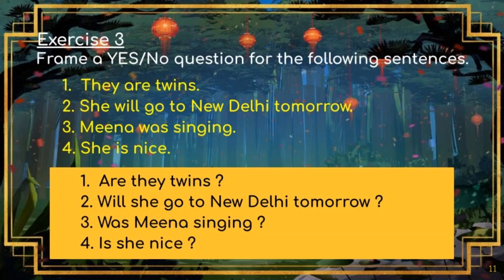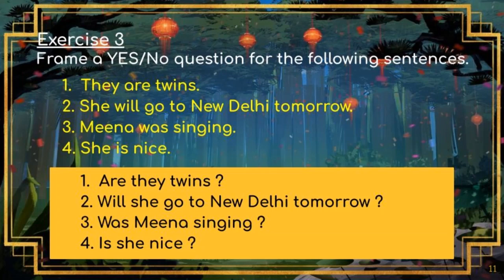They are twins. Now what we have to do? We have to frame a yes or no question. That means you don't want to write simply yes or no. You want to frame a question for the given sentence. Let us see how to do. Look at the first one. They are twins. First of all, find out the verb. Okay, what is the verb for the first one?